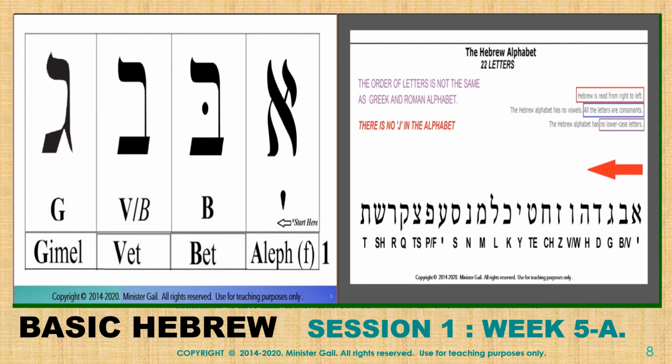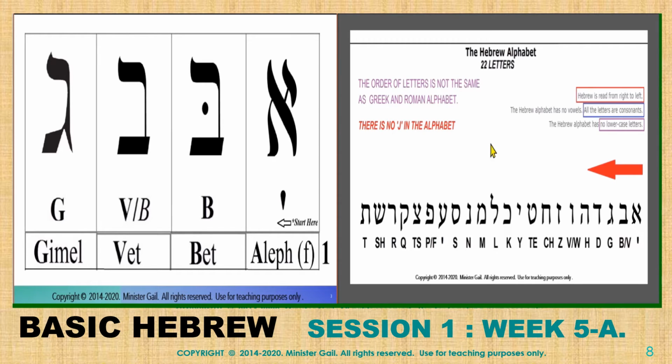The Hebrew alphabet is read from right to left. The Hebrew alphabet has no vowels. Those are added later, and we're going to get into that in this lesson. All the letters are consonants. The Hebrew alphabet has no lowercase letters, they're all capitals. They do have a cursive index, but I'm not going to go over that.